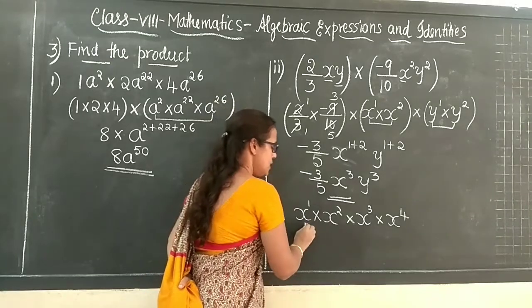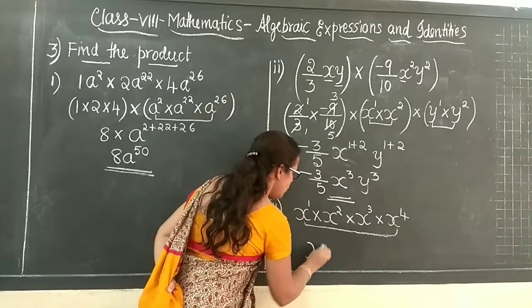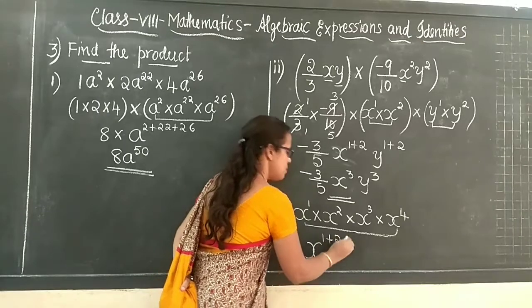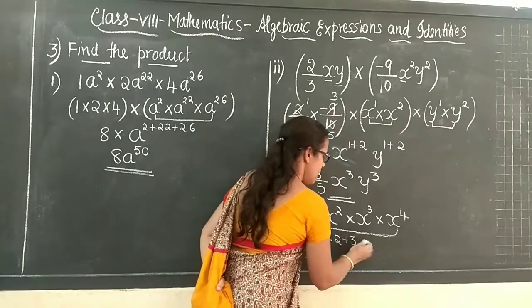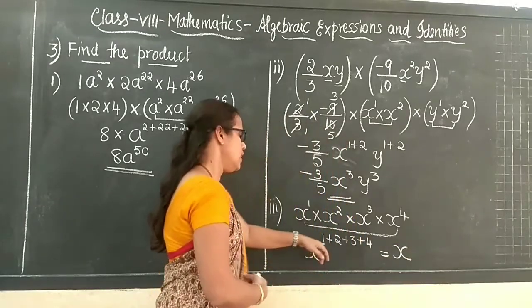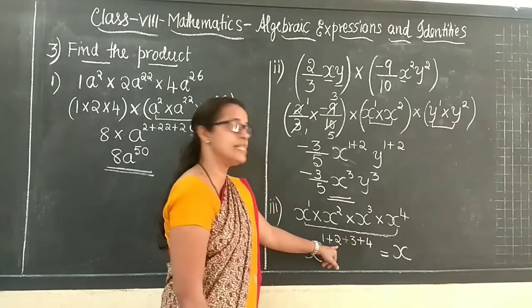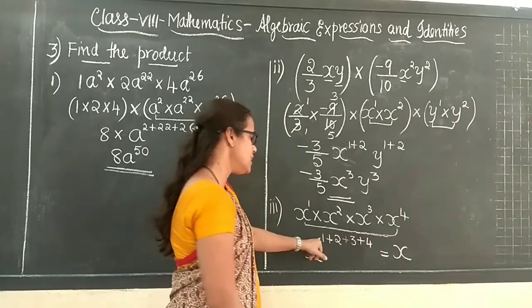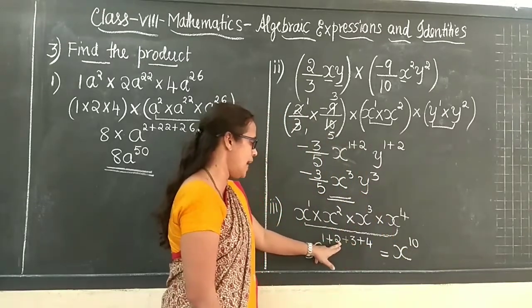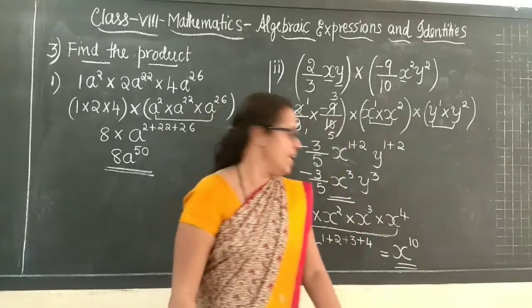So now when the bases are the same, and here all the bases are the same, then you have to add the powers. 1 plus 2 plus 3 plus 4. So what is the final answer? X to the power: 4 plus 3 is 7, 7 plus 2 is 9, 9 plus 1 is 10. So x to the power 10 is the final answer.